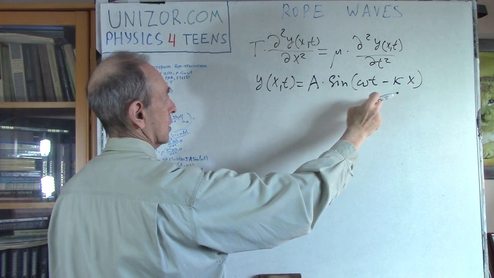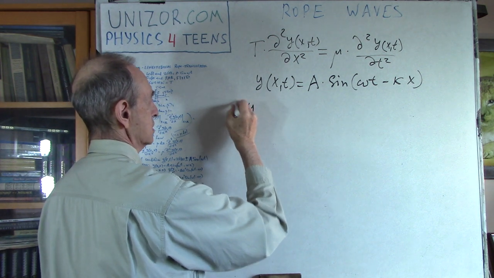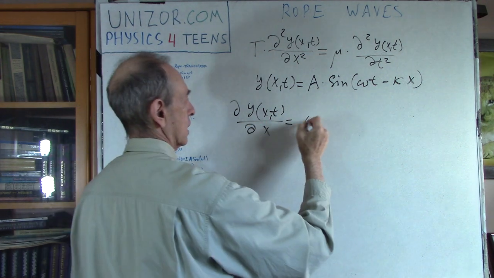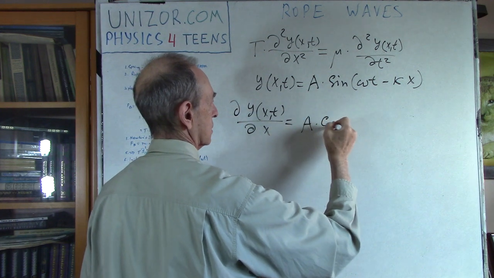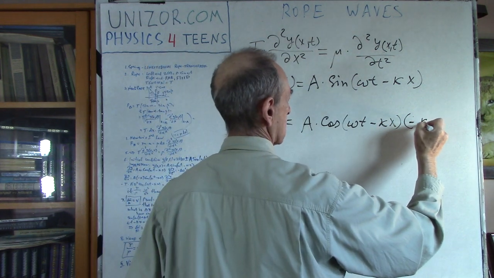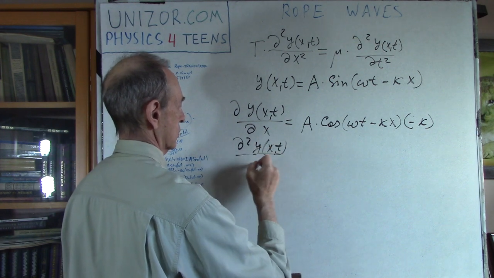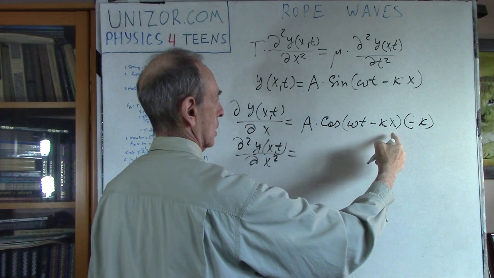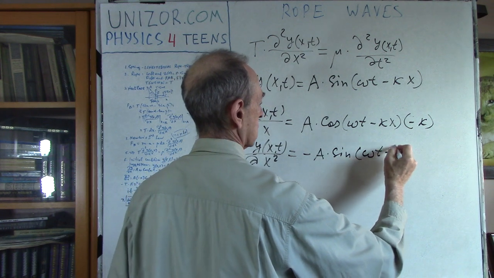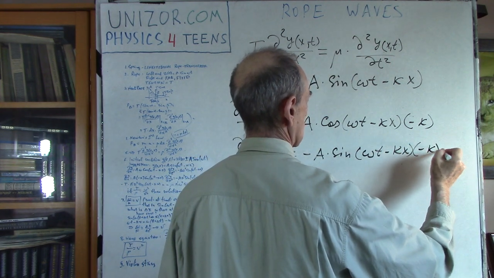So I'll do it as fast as I can, just for time's sake. The first derivative by x, dy(x,t)/dx, is equal to A times cosine of omega t minus kx, times minus k. The second derivative by x is equal to minus A sine of omega t minus kx, times minus k, minus k.